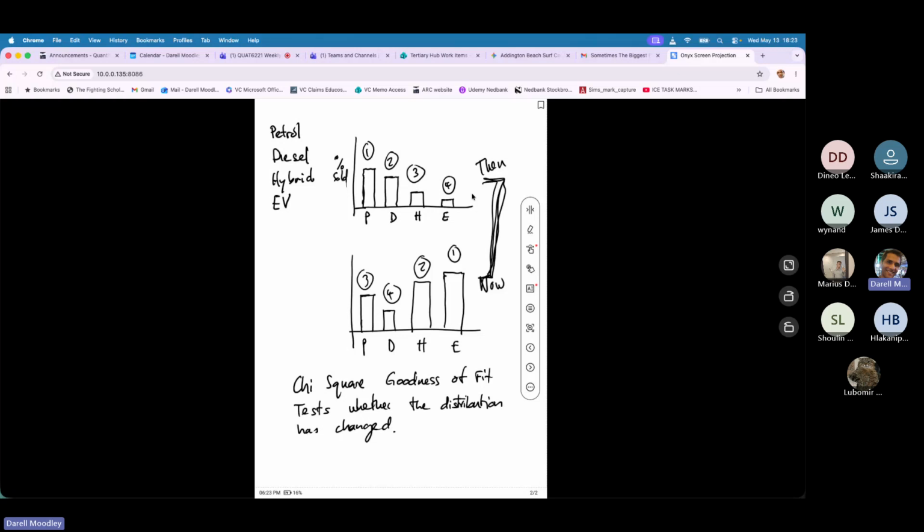All right, let me clear this and I'll do an example with you, a typical kind of example that you can be assessed on. Let me clear this board.